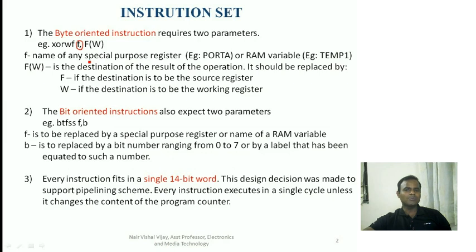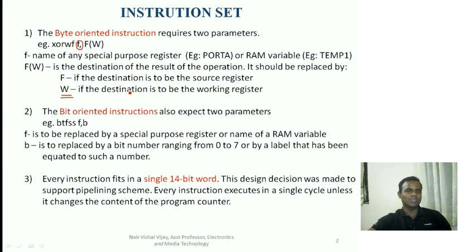Now F or W is actually a notation. Whenever you have a notation as F, it means the destination is the source register. Now the source register in an instruction like this will be a special purpose register like port or any temporary register, but the destination, whenever you have a notation such as W, is the working register.